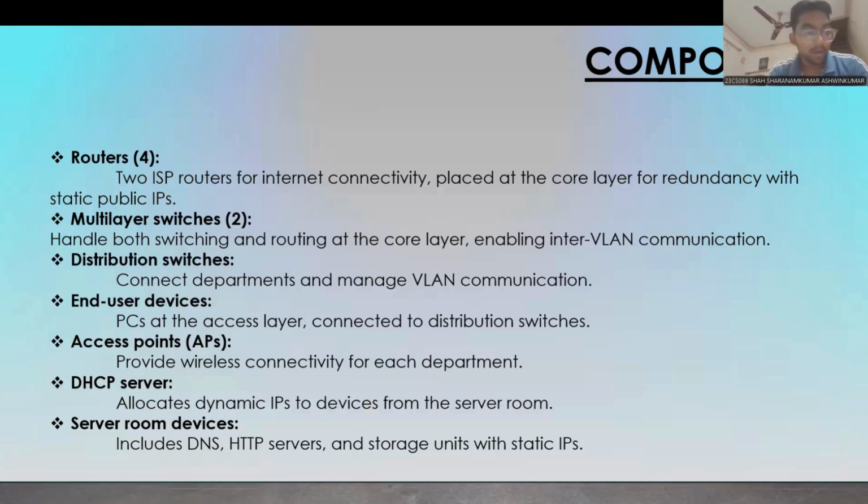Now, what are the components we use in our project? Routers: the two ISP routers for internet connectivity are placed at the core layer for redundancy, with static public IPs. Multilayer switches handle both switching and routing at the core layer, enabling VLAN communication. Distribution switches connect the departments and manage the VLAN communication and user devices. PCs at the access layer connect to distribution switches, access points, DHCP server, and server rooms.